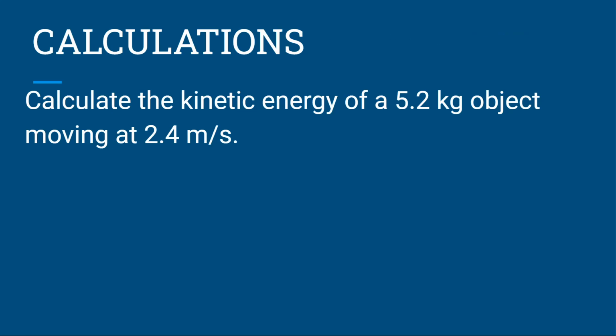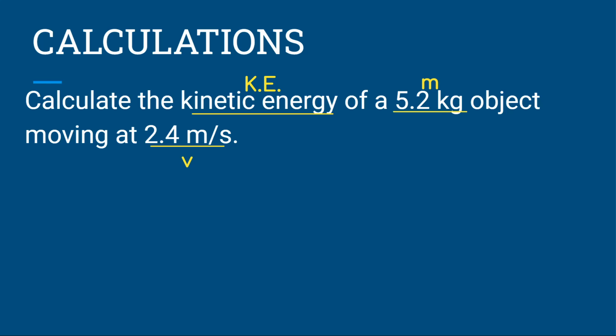All right, let's do an example calculation for kinetic energy. It says, calculate the kinetic energy of a 5.2 kilogram object moving at 2.4 meters per second. Again, it is a good practice to label everything when you read the question. Okay, this particular question wants me to find KE, and it gives me a mass, and it gives me a velocity.